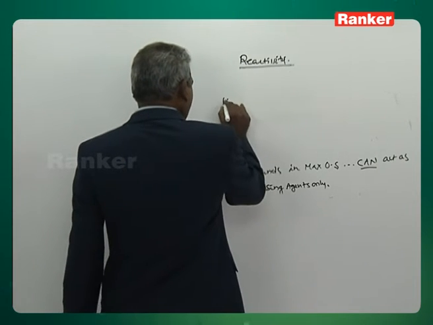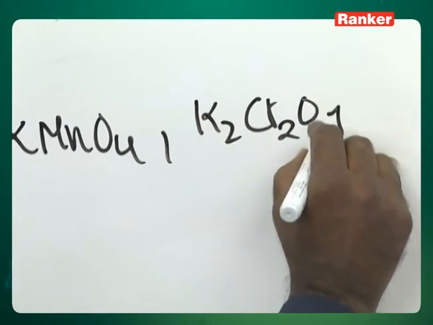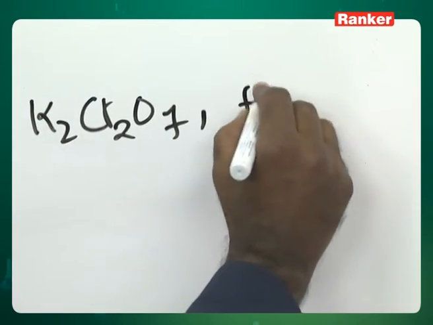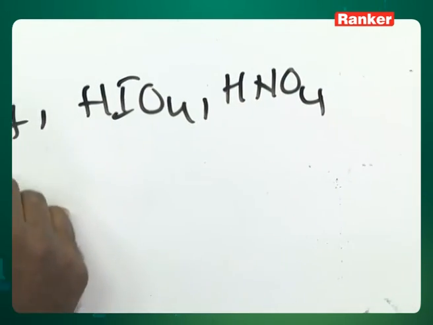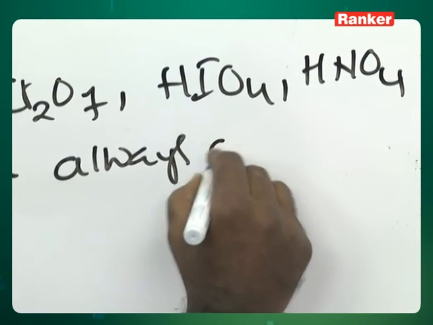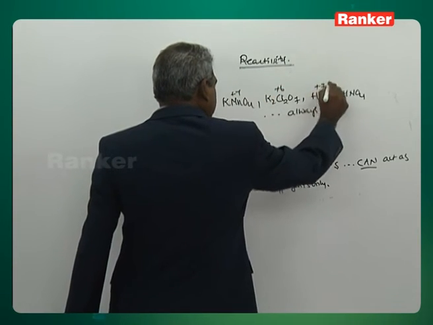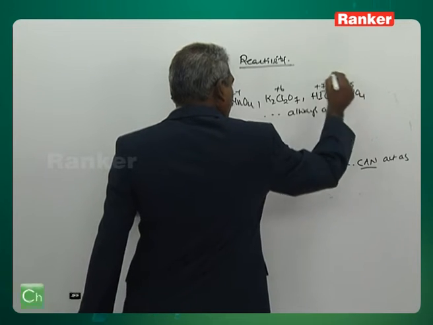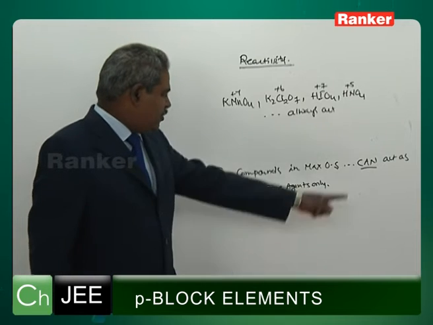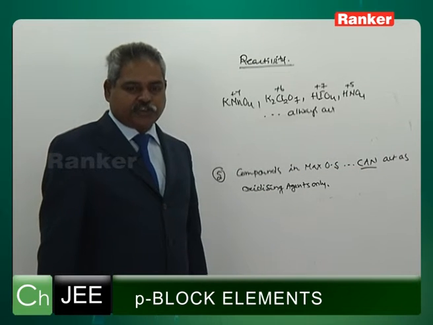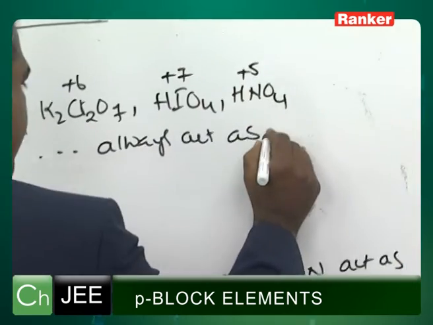But KMnO4, the potassium permanganate, K2Cr2O7, HIO4, HNO3, these four always act as oxidizing agents. Always. They are in their maximum oxidation state. They can act as oxidizing agents only. There is no rule that they should act as oxidizing agents, but they definitely act as oxidizing agents. You have to understand the meaning of this can. Emphasis is on this can. Once again, they always act as oxidizing agents.